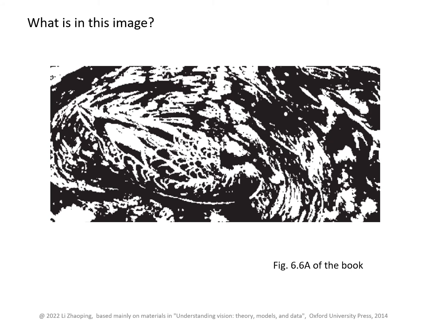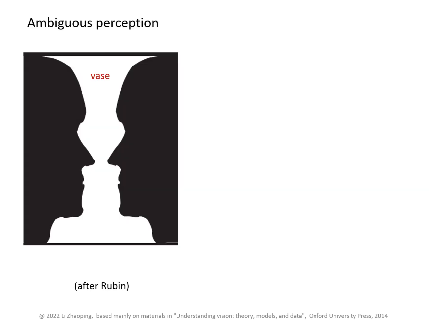What is in this image? It is perhaps difficult to recognize. However, after you are given a hint, now your brain can see the duck clearly without the hint. You may see a vase or you may see 2 faces. This is an example of ambiguous perception.